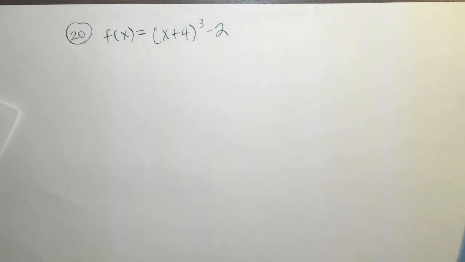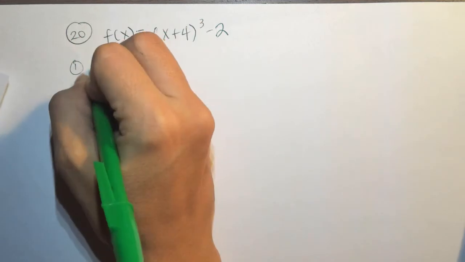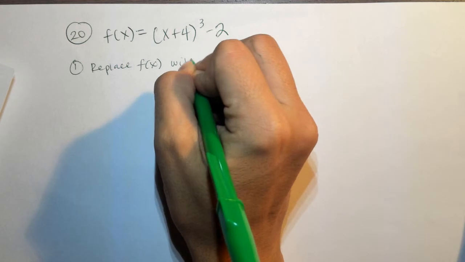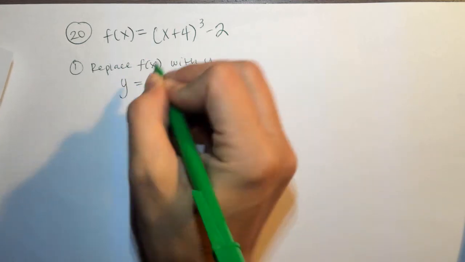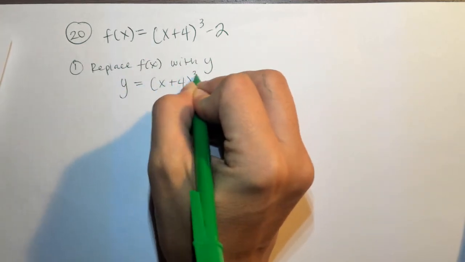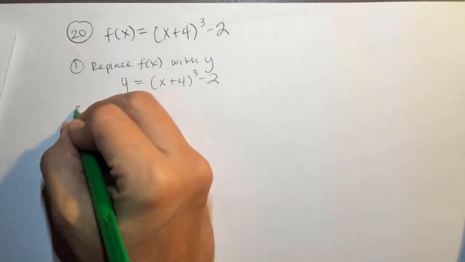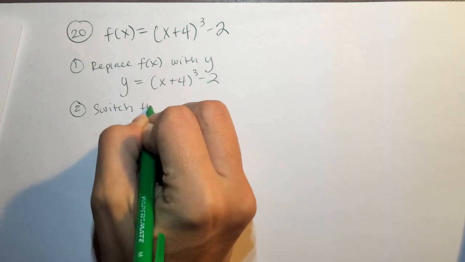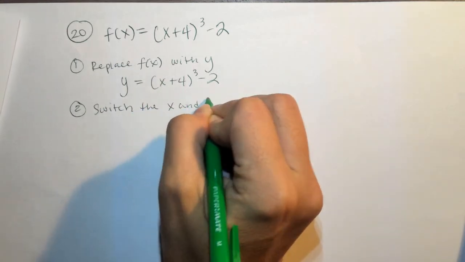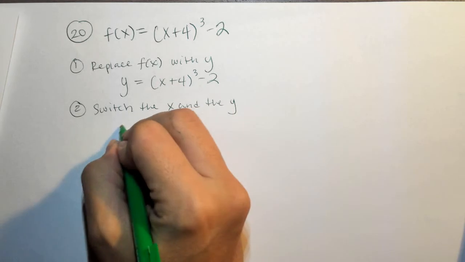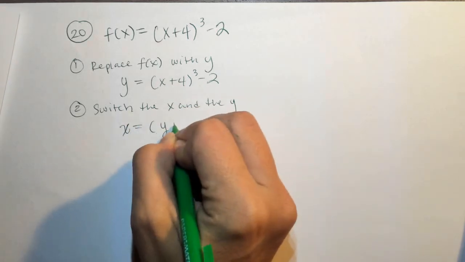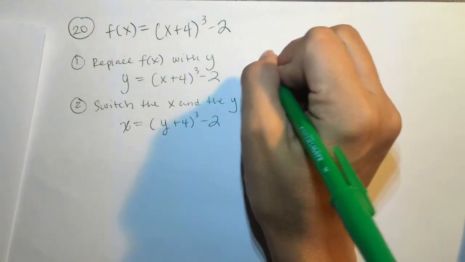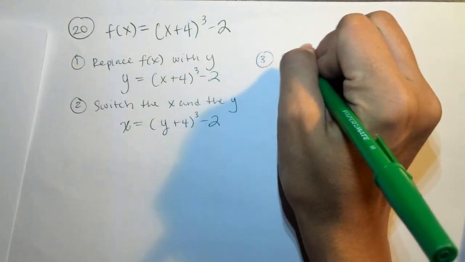Step number 1 is you are going to replace f of x with y. So I'm going to go ahead and do that. y equals (x plus 4) cubed minus 2. Step number 2 is you are going to switch the x and the y. So wherever you see a y, I'm going to put an x. Wherever you see an x, I'm going to put a y. Go ahead and substitute.